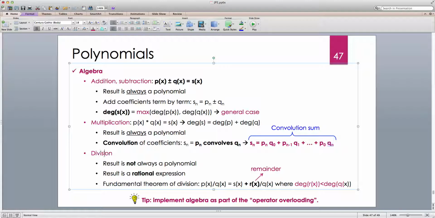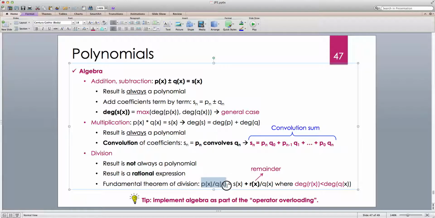Now division is more complicated because the result may not be a polynomial, there could be a remainder, and therefore the result is not guaranteed to be a polynomial. So we're not going to implement it the same way that we implement the addition, multiplication, or subtraction. The result is something called a rational expression. A rational is basically a fraction that has a polynomial as the numerator and a polynomial as the denominator.